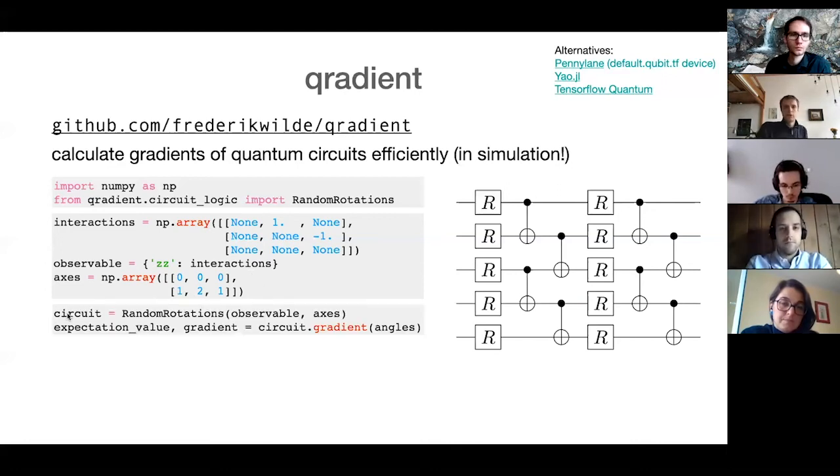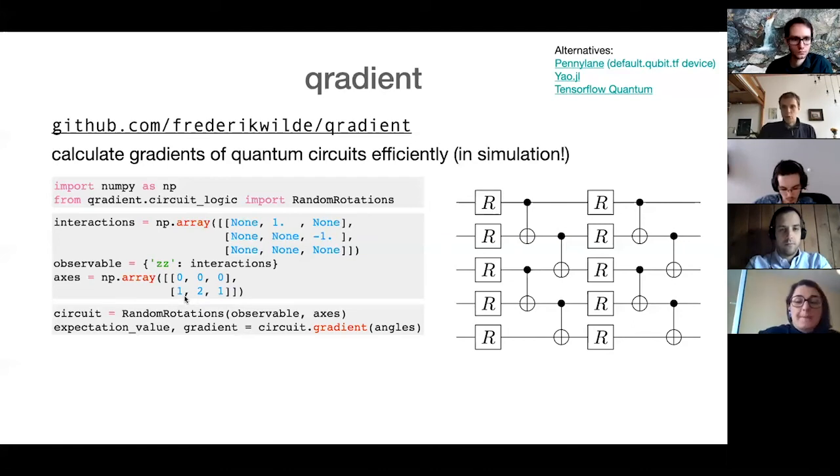Then all you have to do is create the circuit by passing this observable and the axes into your random rotations circuit. This circuit has a method called gradient, and you also have to say at which angles you want the gradient, and then you get the gradient expectation value.